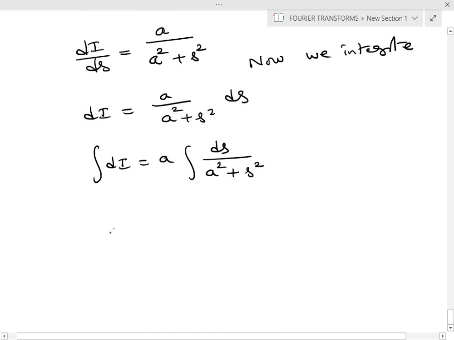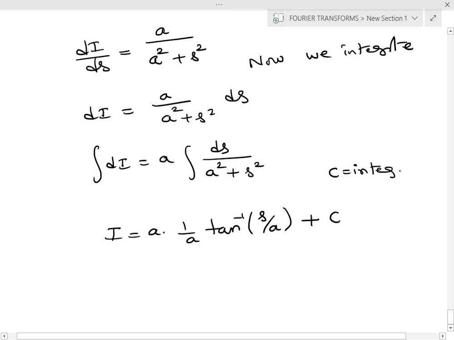So that is I equal to a into 1 by a into tan inverse of s by a, and of course I need to put some integration constant c, yet to be determined. So that is I equal to tan inverse of s by a plus c. I need to determine the integration constant.